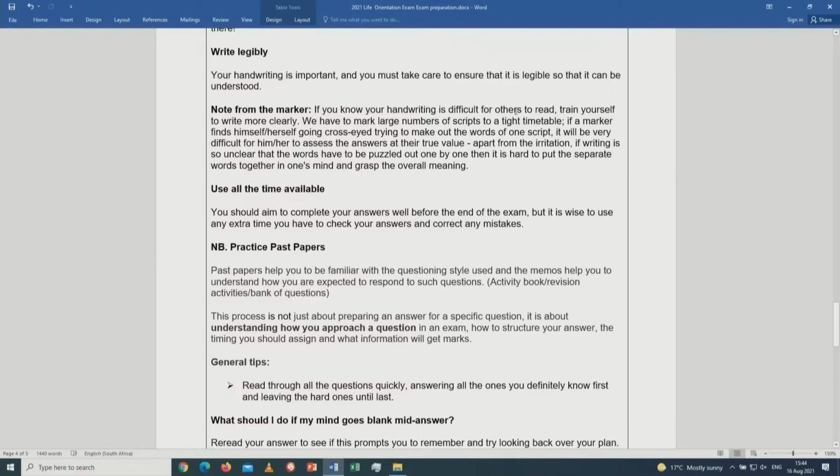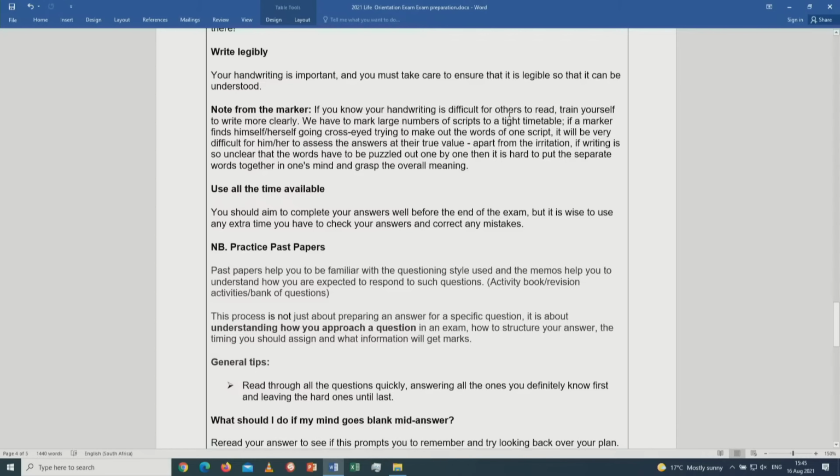Your handwriting is very important. Remember, in life orientation, yes, you are going to be marked by your teachers, but we also have external moderation. We have a DBE moderation. We also have Umalusi moderation. So just make sure that any moderator can read your script. We also have centralized marking in life orientation. And in some centralized marking centers, the teachers swap the scripts. The teachers are not allowed to mark their own learner scripts at those centralized marking.